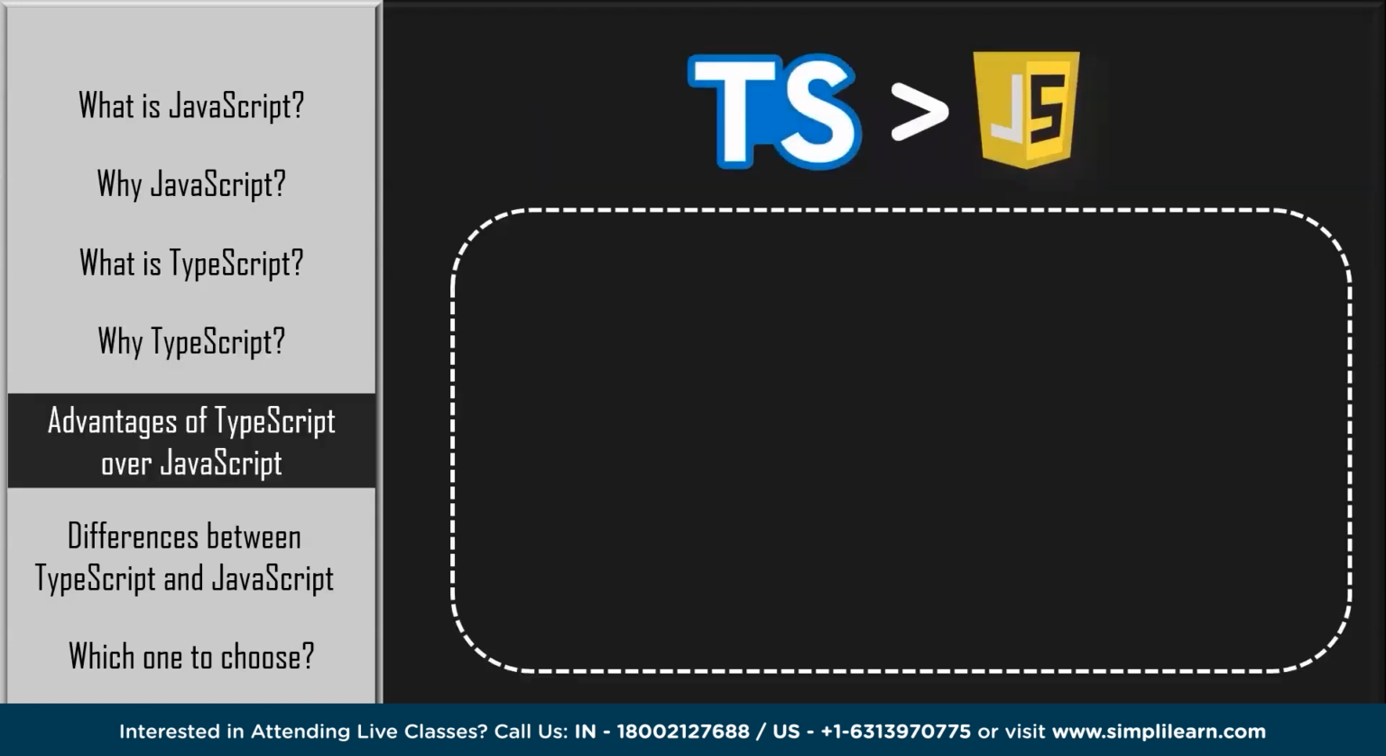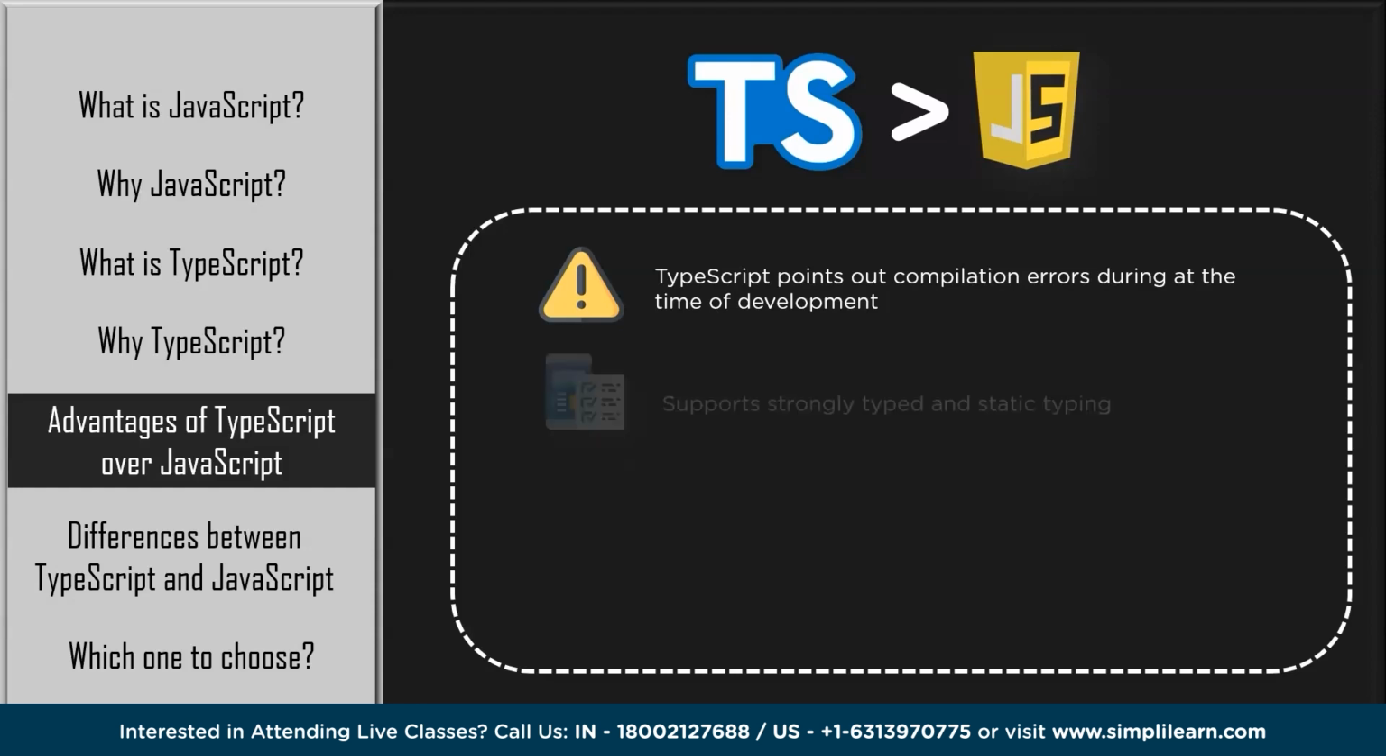Now let's look at some of the advantages of TypeScript over JavaScript. TypeScript always points out the compilation errors at the time of development. Because of this, at runtime, the chances of getting errors are very slim. However, in the case of JavaScript, it's an interpreted language, and all errors are shown during runtime.